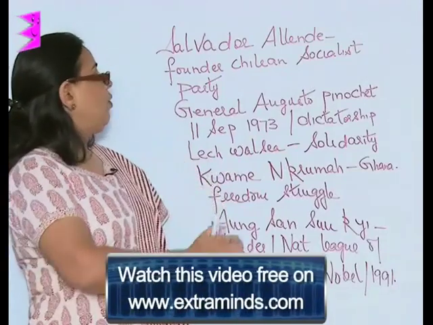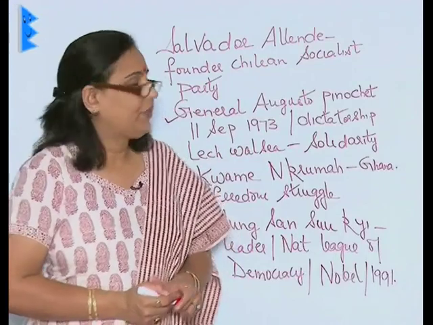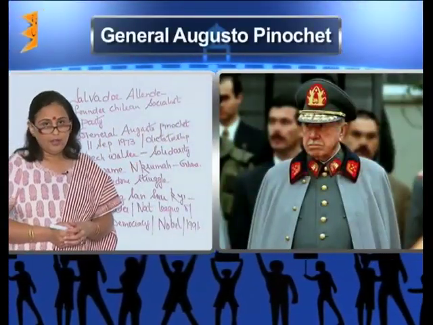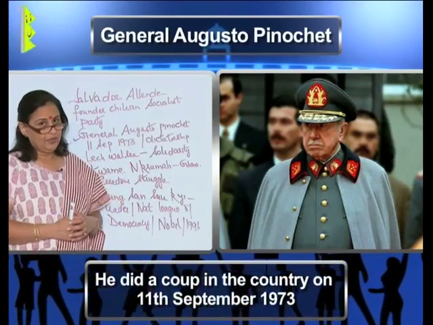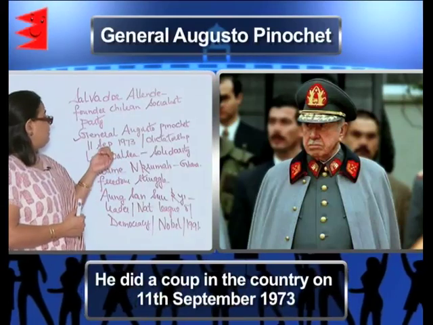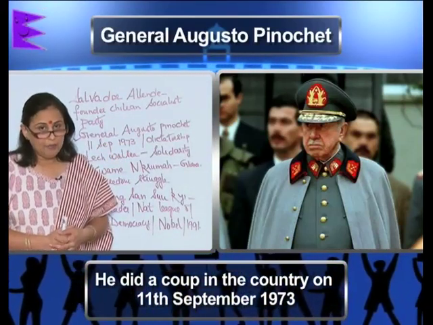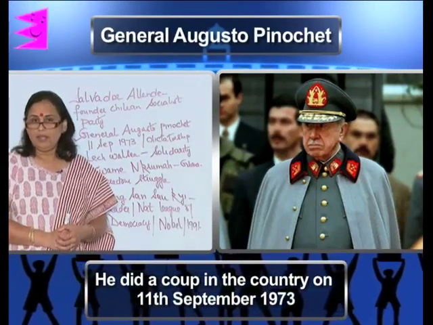So next we will know about General Augusto Pinochet. General Augusto Pinochet was the one who actually did a coup in the country, Chile, on 11th September 1973 and established a full-fledged dictatorship in the country.